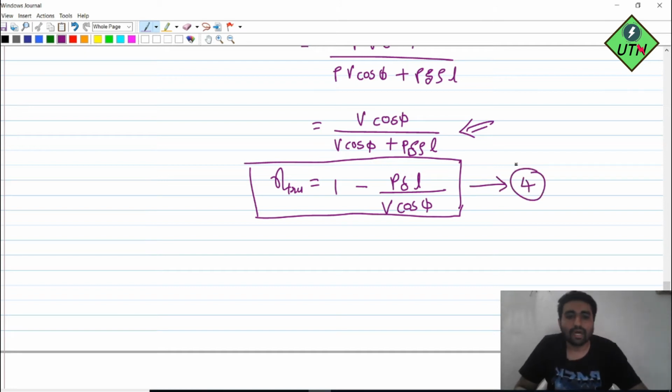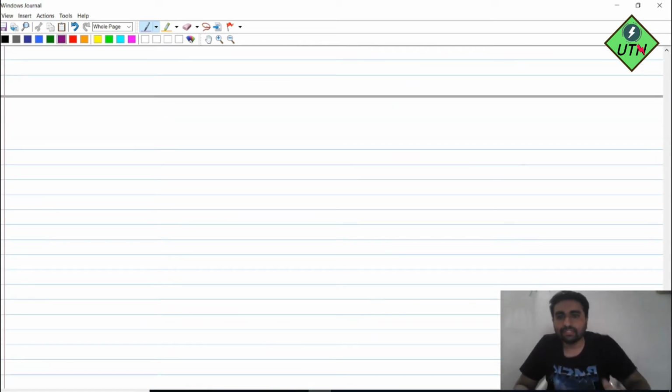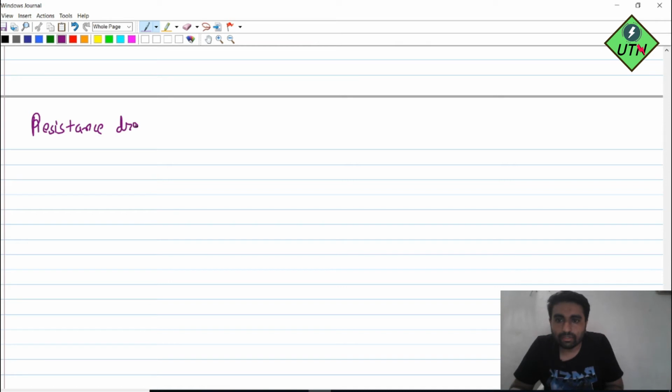Okay, so now moving forward, we have derived the losses in the line, we have derived the transmission efficiency. Now we are going to derive the resistance drop in the line. We are going to derive the resistance, particularly the IR drop or voltage drop per line.